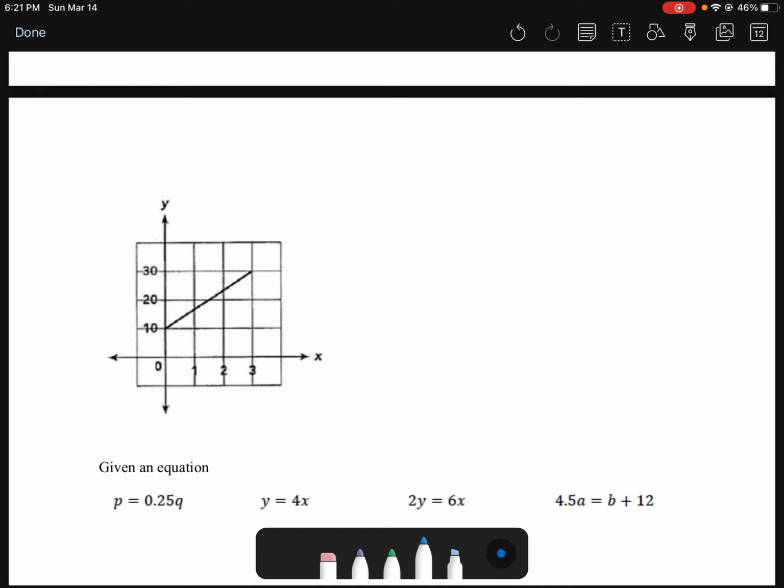Looking at this graph here, is it a straight line? Yes, it is. Does it cross through the origin? No, it does not. So this is not a direct proportion.